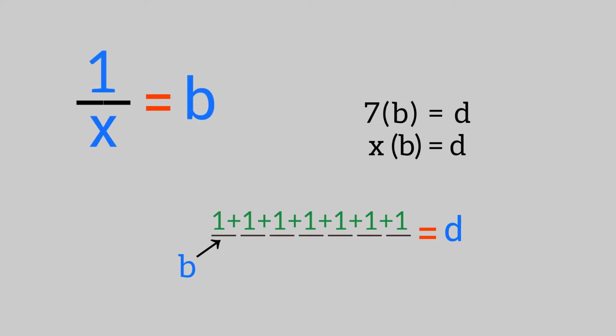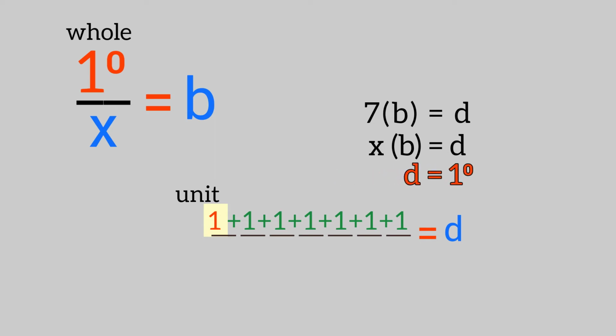Now we have represented the whole and the unit as both 1. And to distinguish between the two, we arbitrarily designate 1 representing the whole as 1 raised to the power 0. And we can write d is equal to 1 raised to 0.